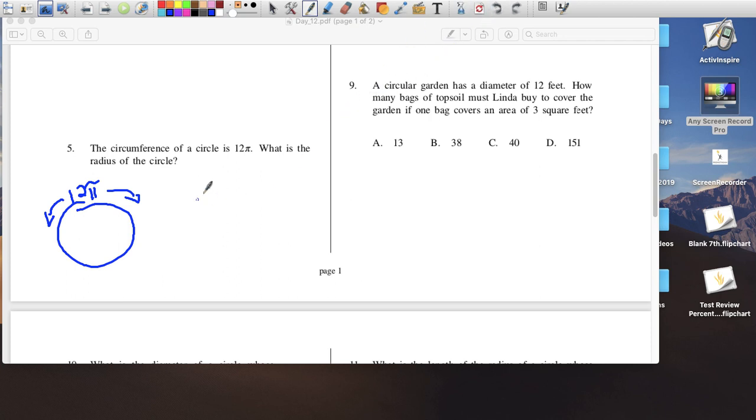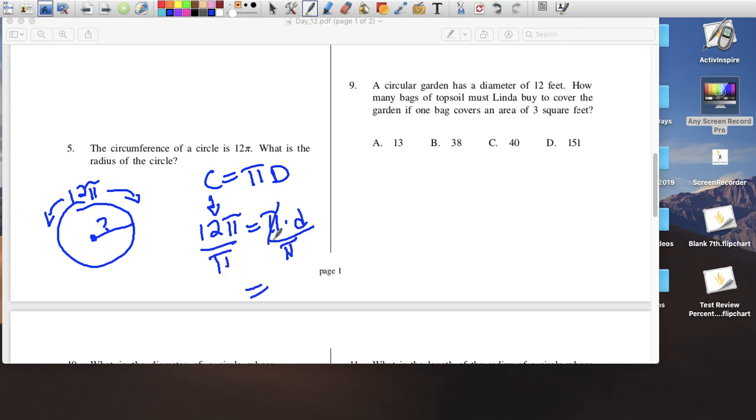So I'll put a radius over here, and I'll put a question mark. Circumference equals pi d. Circumference, which is 12 pi, equals pi times d, which in this case I don't know. It's small d, by the way. Divide by pi, and this will eliminate, isolating my variable, and then this will also eliminate, giving me 12. So I know the diameter is 12.